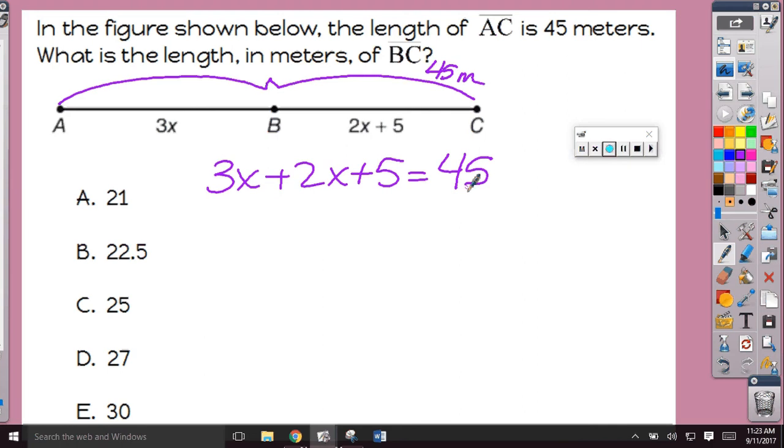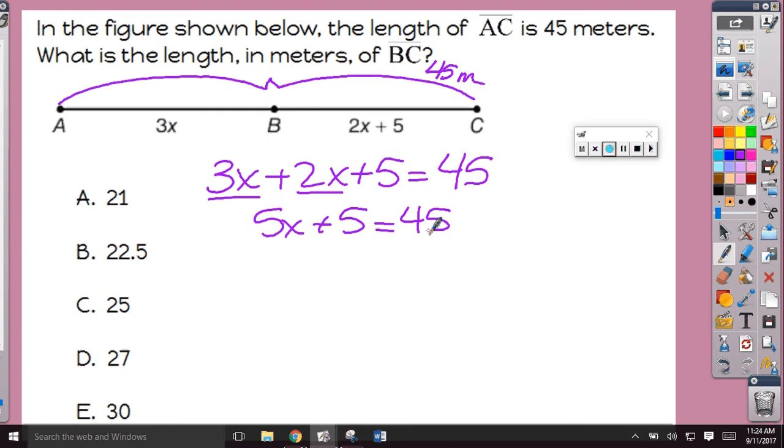All right, what should I do with this equation? Okay. What should I do next? Combine like terms, right? Okay, so perfect. 3x plus 2x is how many x's? 5x. I'm still left with my plus 5, which is equal to 45. Very good. Now what? Subtract 5.